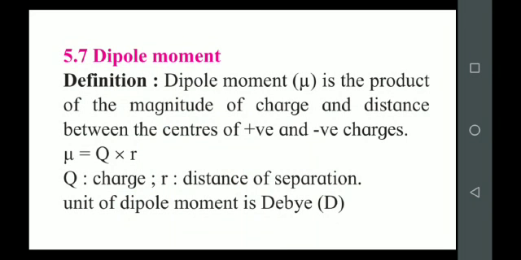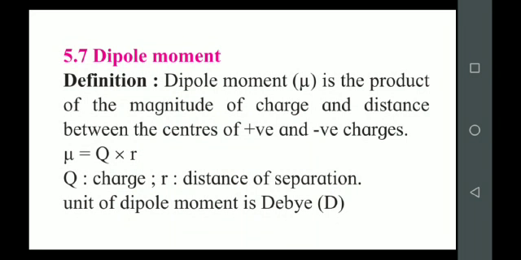How do we find the dipole moment? It is represented by the Greek symbol mu, which equals Q into R, where Q is the magnitude of charge and R is the distance of separation of the charges. Whatever is the length of the bond between positive and negative dipoles in a molecule, that charge separation distance is your R. It is expressed in the unit of debye, in honor of the scientist Debye.